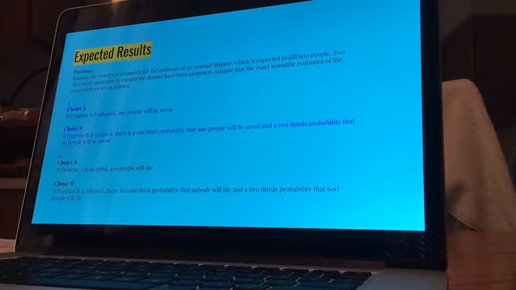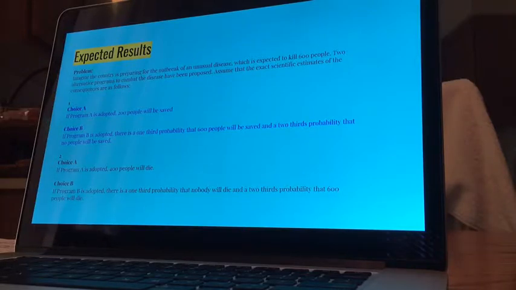The dependent variable was the proportion of participants who chose the different options. So the expected results, a specific problem that was shown was, imagine the country is preparing for the outbreak of an unusual disease, which is expected to kill 600 people. Two alternative programs to combat the disease have been proposed. Assume that the exact scientific estimates of the consequences are as follows.